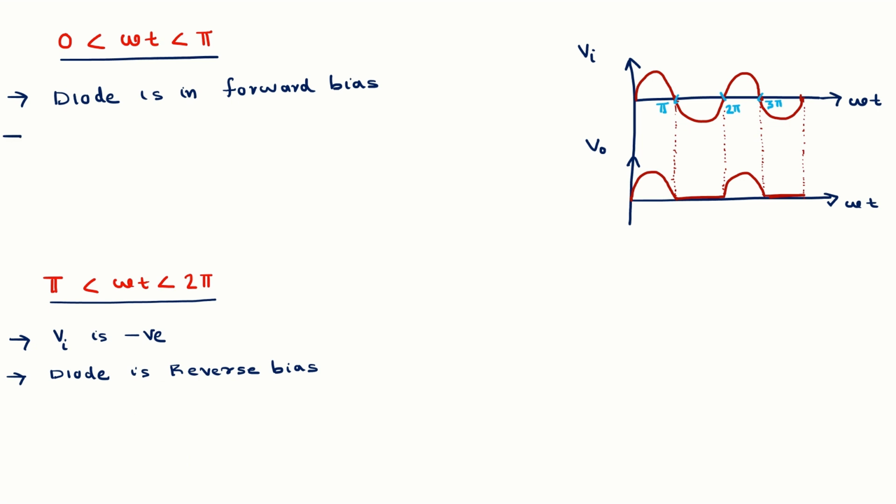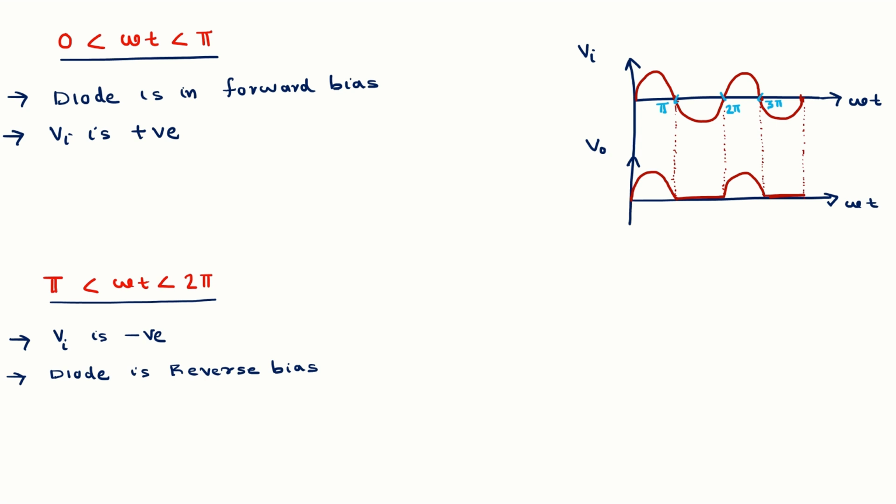So I can say Vi is positive voltage. The same diagram I am drawing in this slide also. Vi is shown here. The fundamental time period is 2 pi. Now we are considering the first half cycle, 0 to pi. In 0 to pi, the supply voltage, or the input voltage to the diode, Vi, is positive.